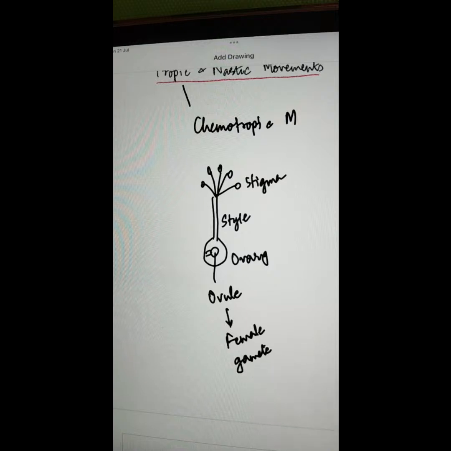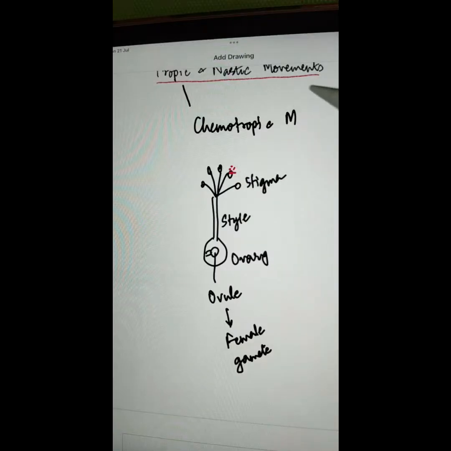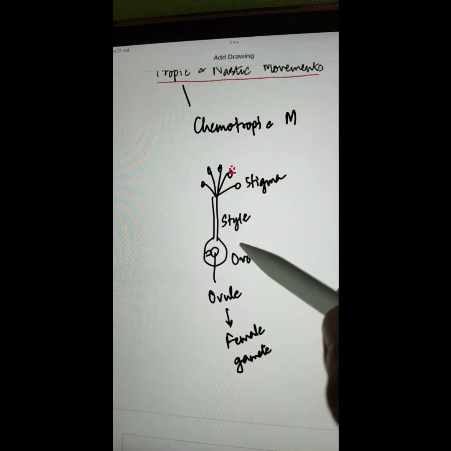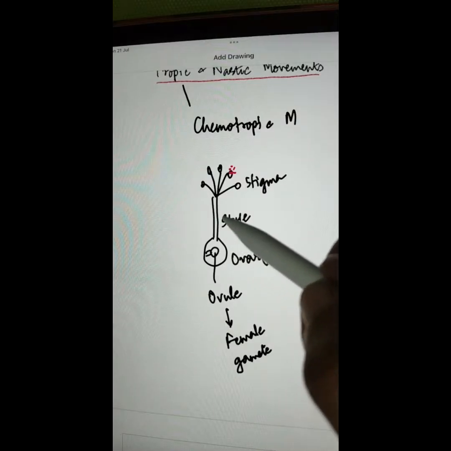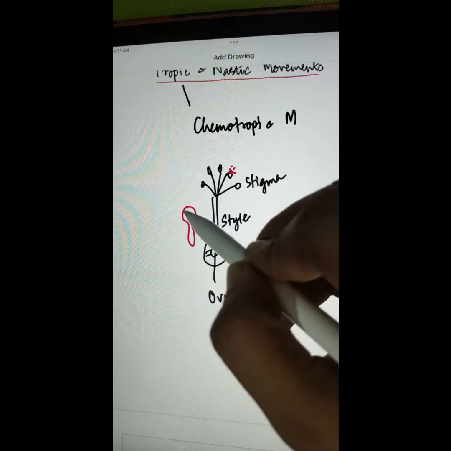Okay. Now, as you know, once pollination happens, pollen comes on the stigma. Stigma gives the nourishment because ovary has certain chemicals because of which pollen grows and forms the pollen tube, right?